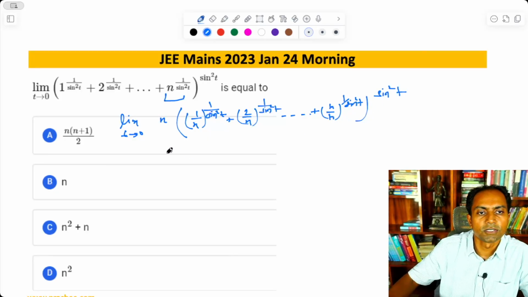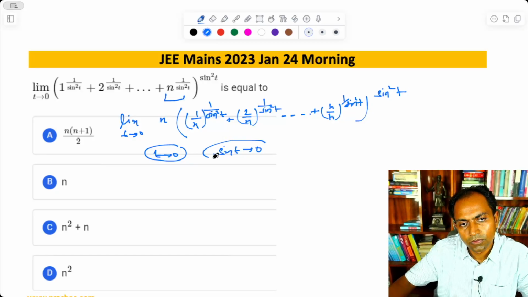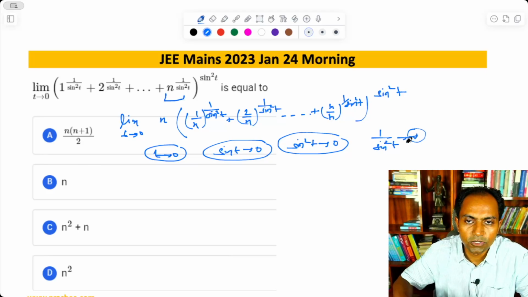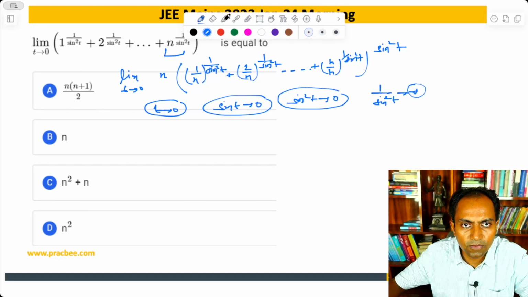Now understand what is happening. When t is tending towards 0, what will happen to sine t? Sine t will also tend towards 0. So what will happen to sine square t? This will also tend towards 0. So what will happen to its reciprocal? It will tend towards infinity. So you can see that these powers that you have written here are very big powers, very big numbers.